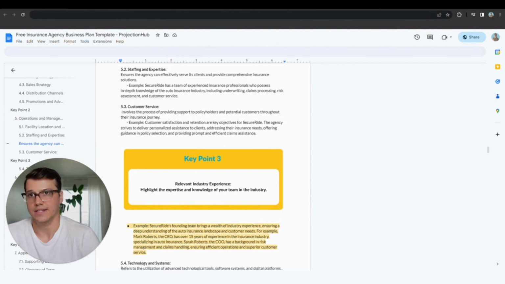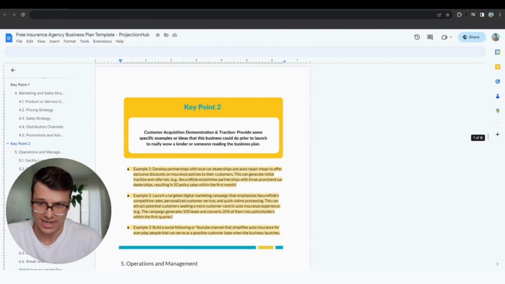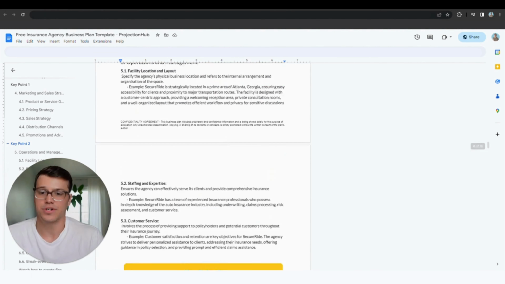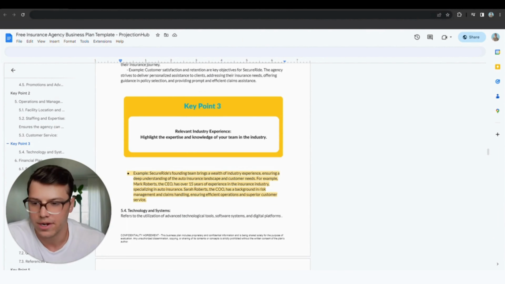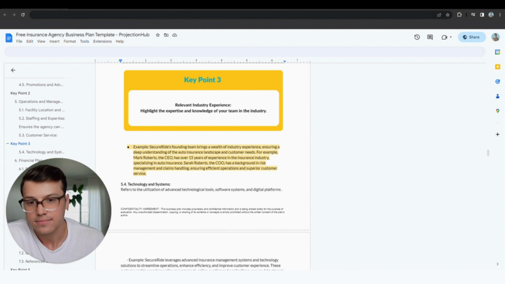That makes me think of another example of customer acquisition demonstration. Maybe you were an insurance agent somewhere else and then you're starting your own firm. So maybe you already have a book of business that you're planning to bring with you. Obviously include that if you already have some sort of book to bring with you, that's a huge bonus. But along that same thought, highlight what type of relevant industry experience you have.